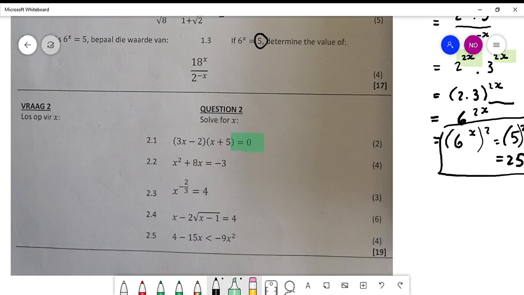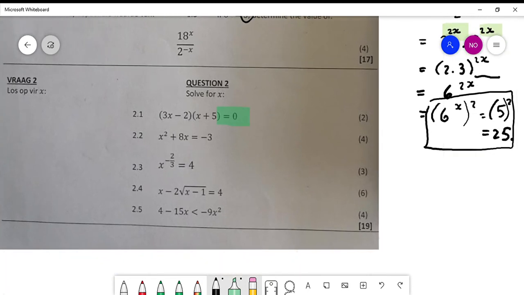2.3, some of you got lost with the negative. So remember, if it's x to the power of negative 2 over 3, then it's x to the power of negative 2 over 3 is equal to 2 times 2. And then you multiply it with to the power of negative 3 over 2.